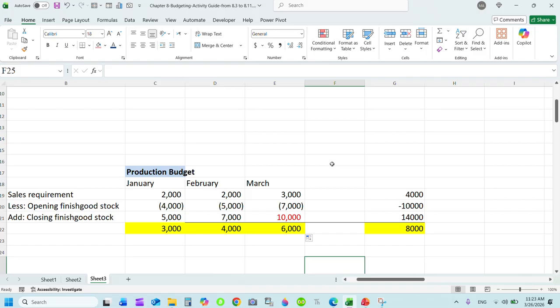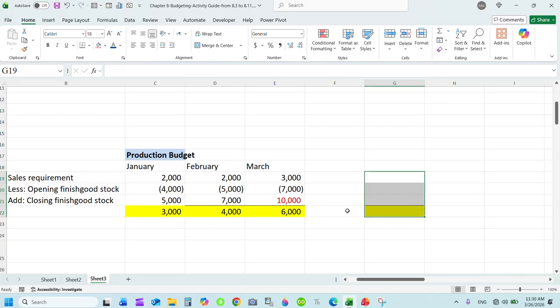This is the number of units we need to produce. So this is your production budget, and we can now see the number of units to be produced. So this is your production budget for the 3 months. So this is needed. This part I'll delete for the time being. Right. So this is your production budget.